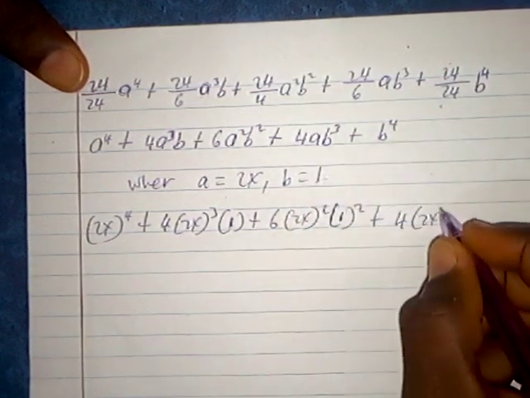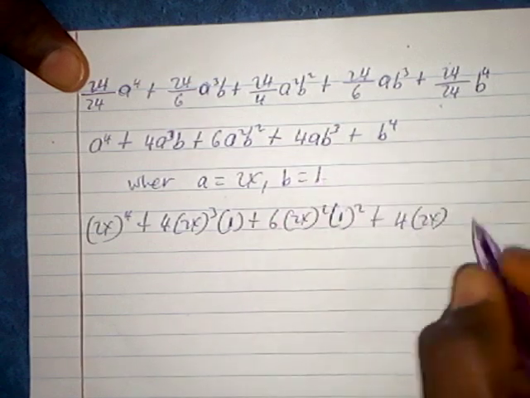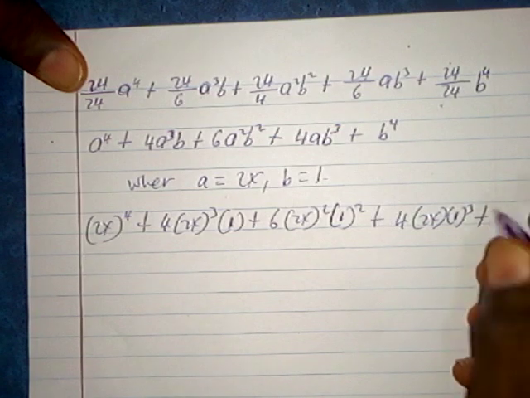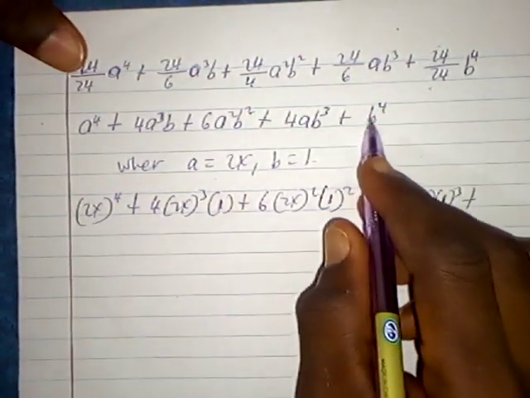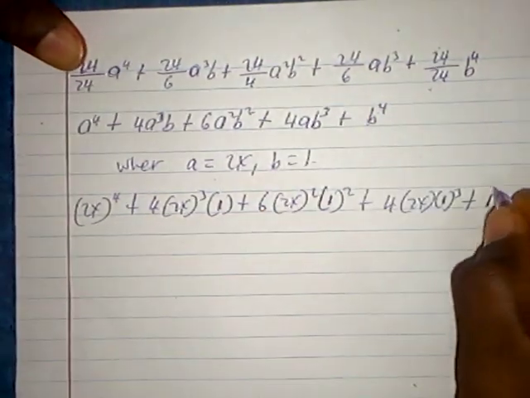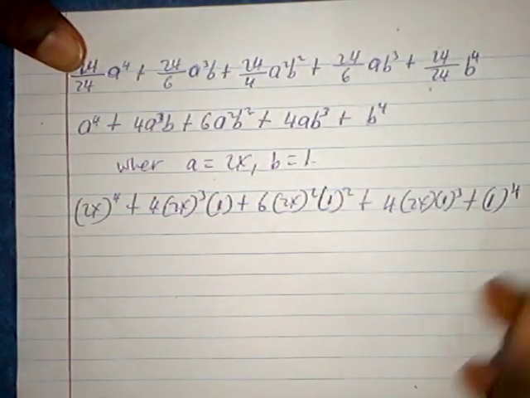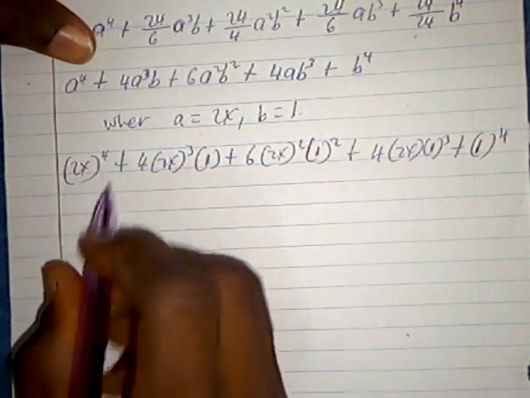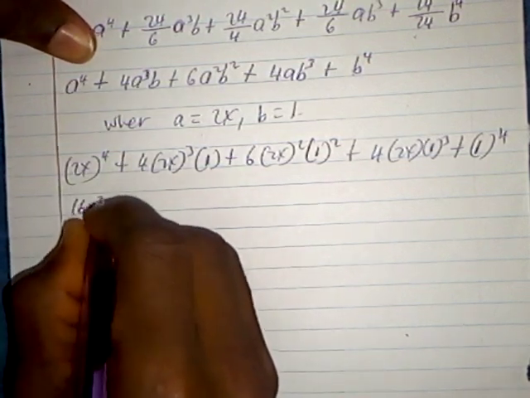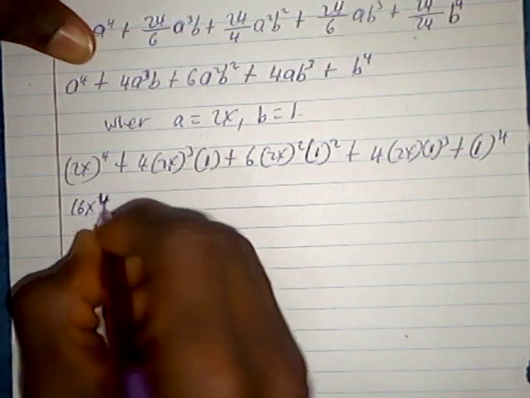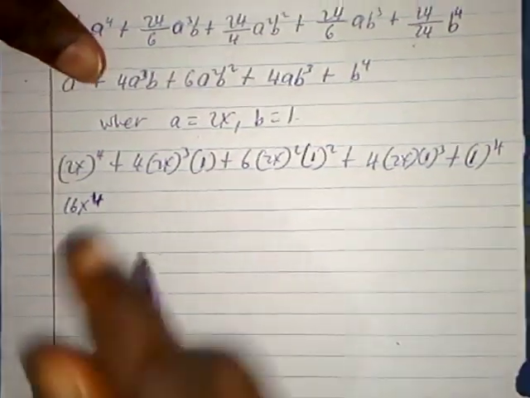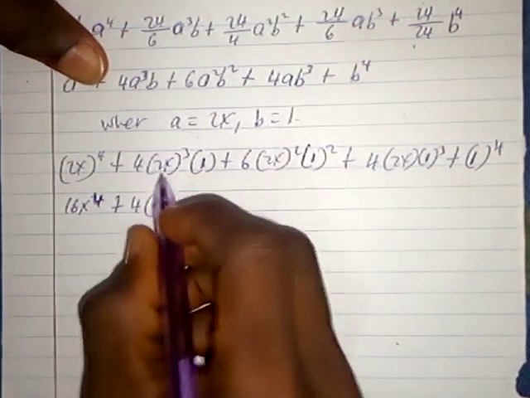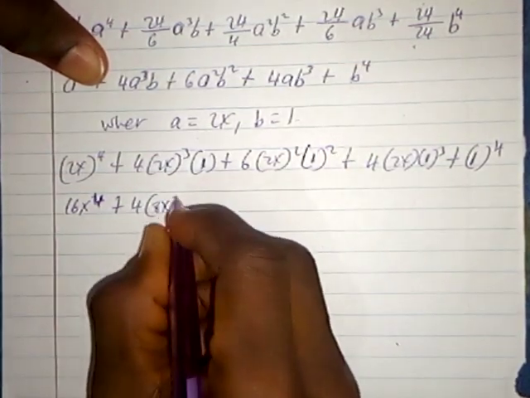Plus 4 into. What is A? 2x. A does not have a power. We say B. What is B? Is 1 raised to the power 3. Plus, what is B here? Here we only have B, we don't have A. So we put 1 into. What is the power? The power is 4. You get it? So, 2 raised to the power 4 is what? 16x squared. Sorry. 16x to the 4th power, right? Plus, and 4 into 2 raised to the power 3 is 8x cubed, right?